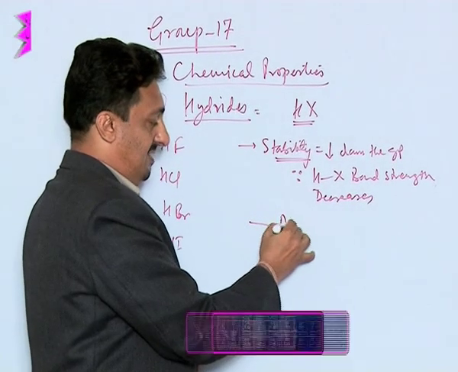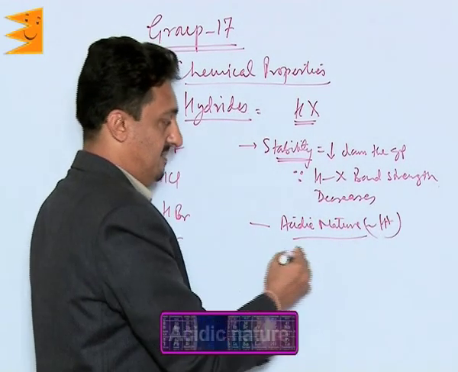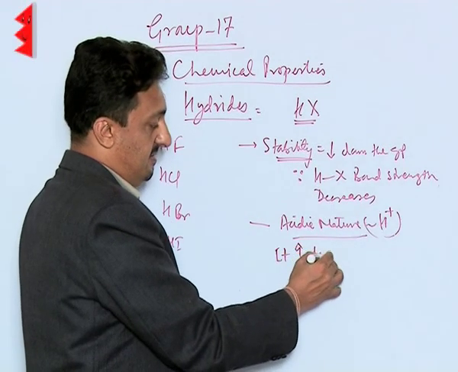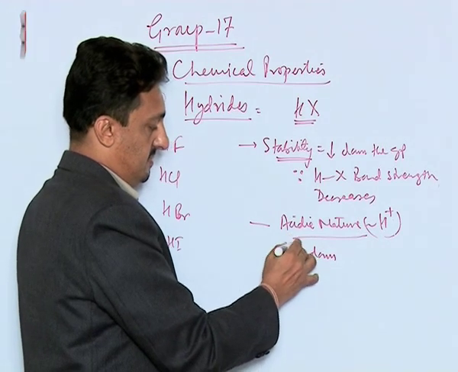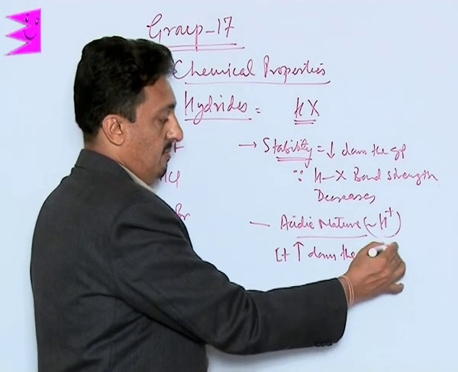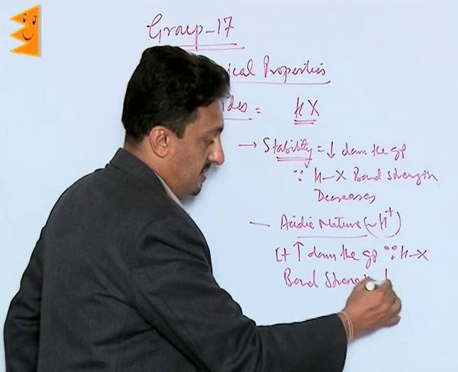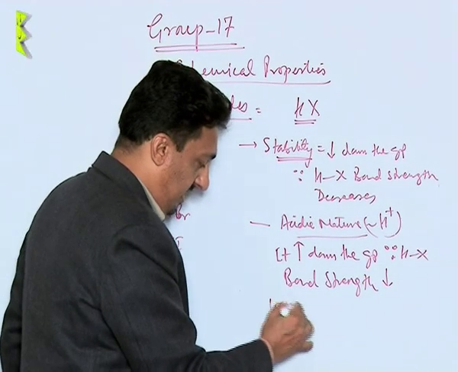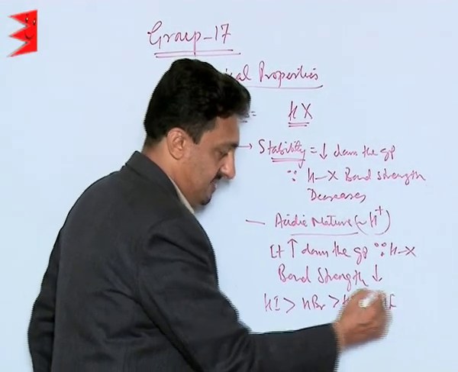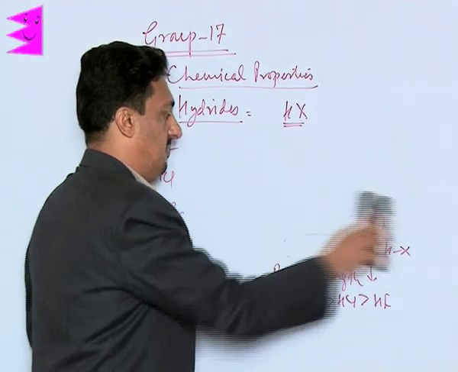Now what is next to notice is their acidic nature. Since they all will release H plus ions, what we need to know is their acidic nature. It increases down the group because HX bond strength decreases. That's why HI is the strongest acid, among the halogen acids, followed by HBr, HCl and HF. So it's like this. Then the third is their boiling point.